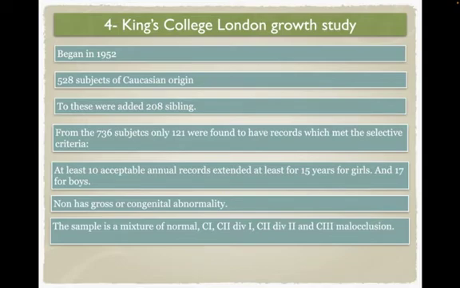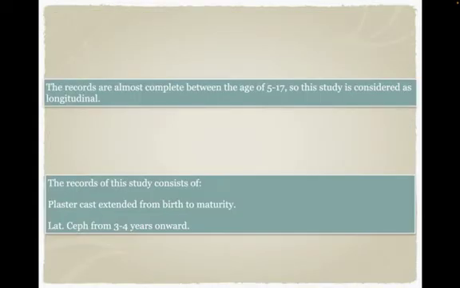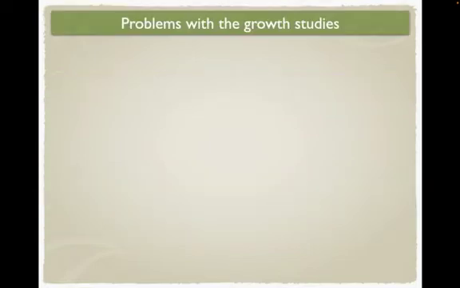Now, the criteria for these patients is that they should not have any gross or congenital abnormality. However, they have class 1, class 2, class 3 malocclusion. They did not require a normal occlusion, and they should be examined at the age of 6 months. That's the start, and then annually after that. As we said, they need to have an acceptable 10 measurements per year. So the records were almost completely between the ages of 5 to 17 years, and for that reason, this study can be considered a longitudinal study. The records used in the London study were plaster models and lateral cephalograms.